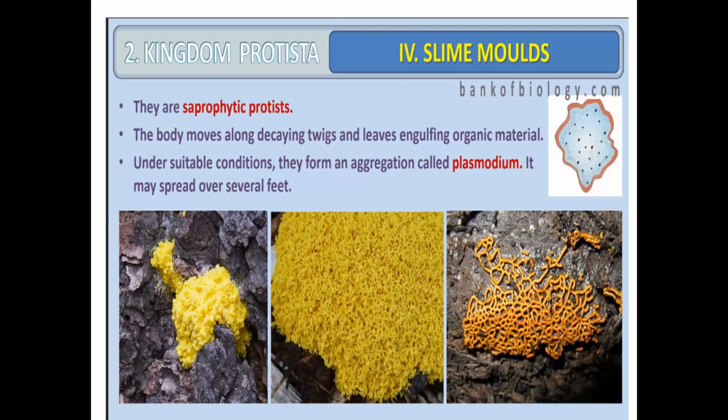So slowly we are moving. See, first it was photosynthetic, then they were heterotrophic, and slowly we are coming to saprophytic. Indirectly, we are going to fungi because fungi is saprophyte. So this cluster is called plasmodium. They will form a cluster. You know what slime is, no? Jelly-like substance. So that plasmodium is very important.